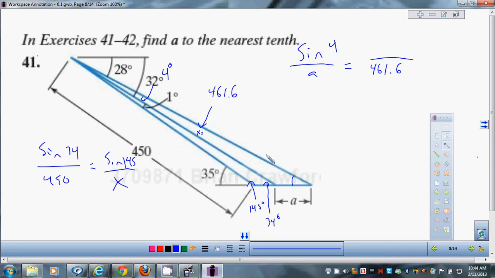146? Because it was 34? This one was 34. So 180 minus that is 146. What was this? 4? So 146 plus 4 minus 180, 30. So there we go. Sine of 30 over 461.6 equals sine of 4 over A. And go. I'm going with 45.